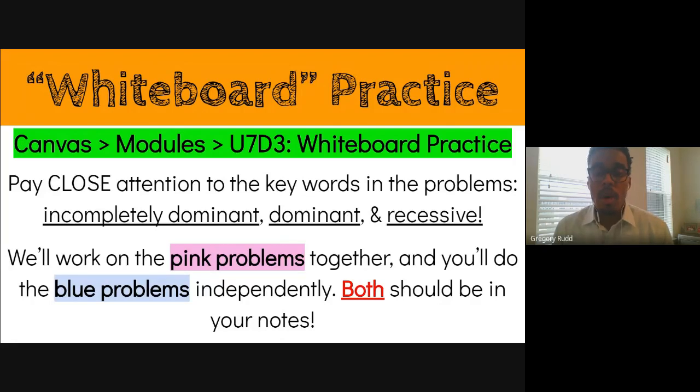So remember, these are word problems, so you have to pay attention to the words in the problem. That's what a word problem means. You'll see the words dominant, recessive, and incompletely dominant. Now that we've talked about incomplete dominance, you know what that means. That means that if there's a heterozygous genotype, the phenotype is going to be blended.